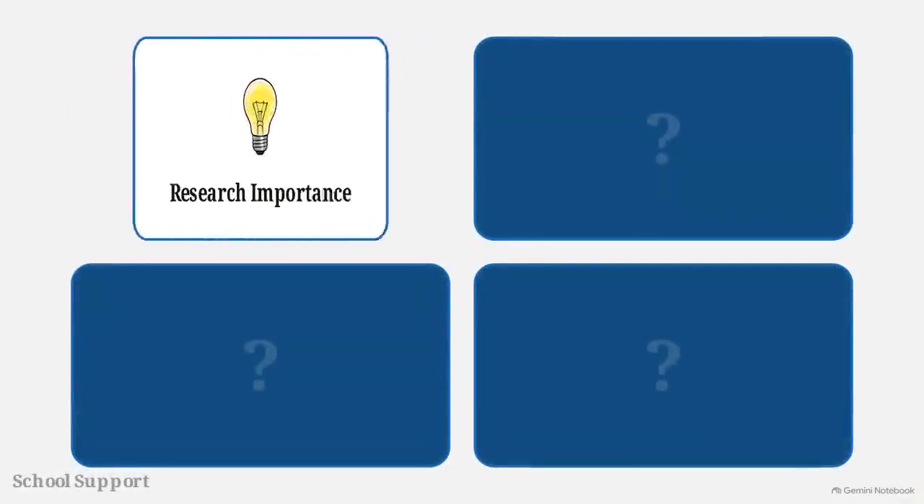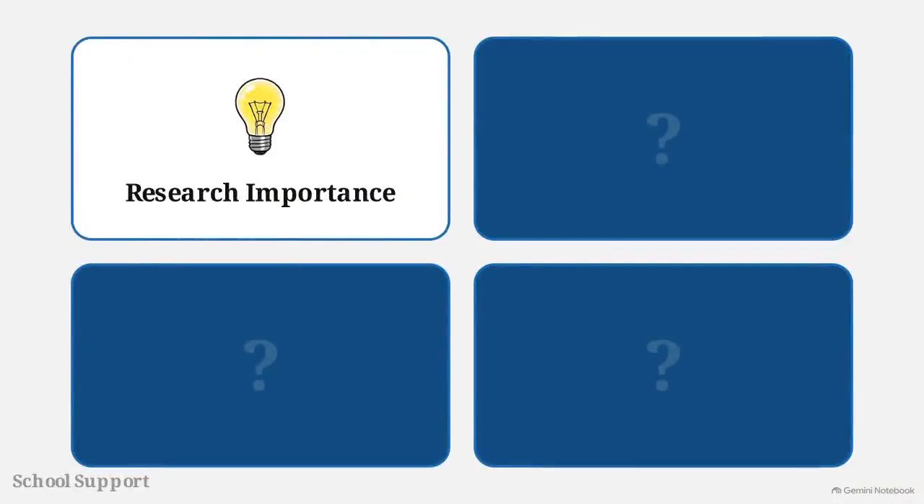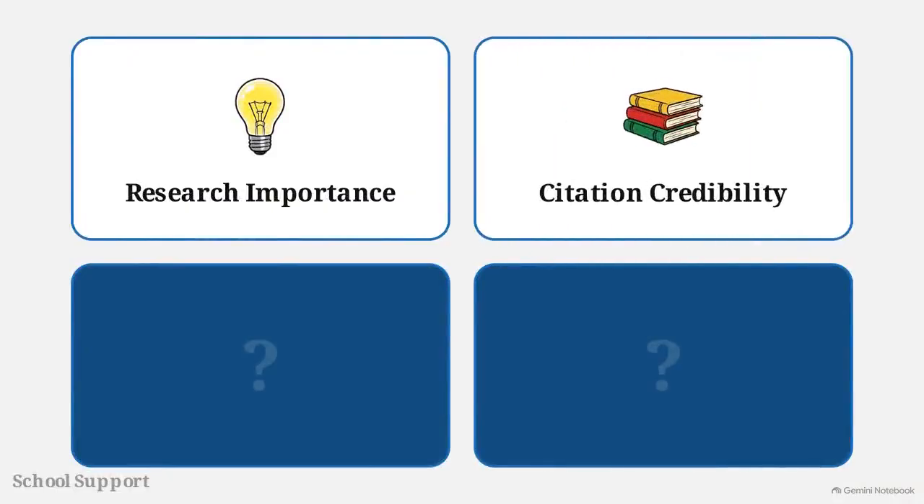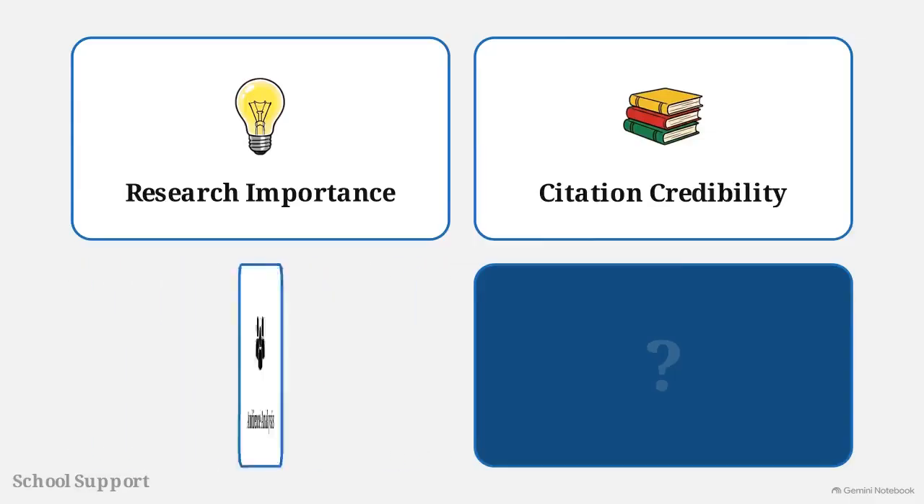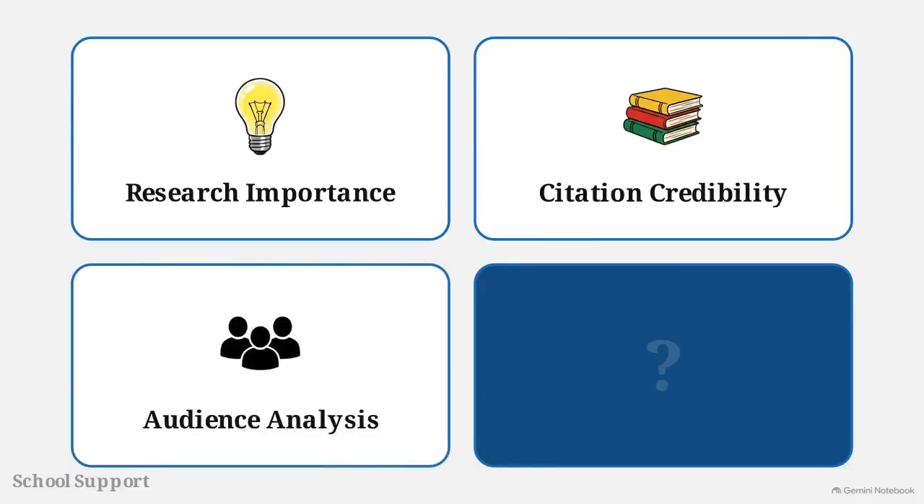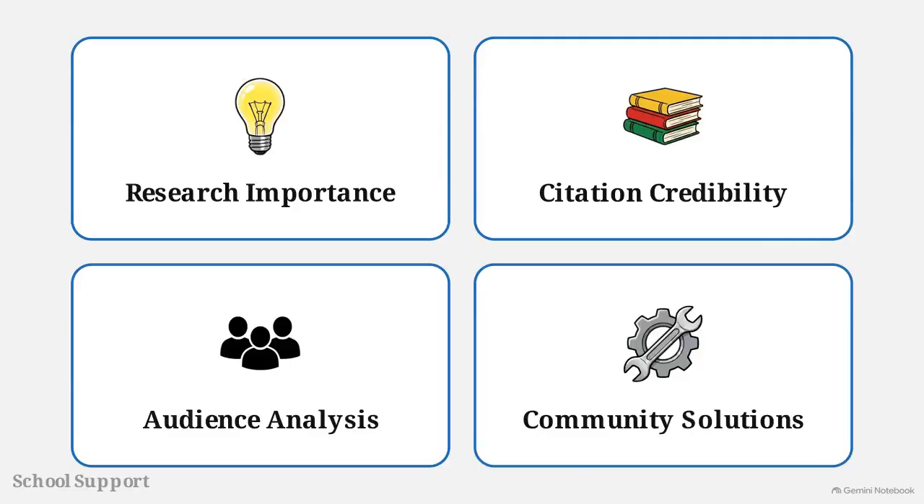Take a moment to reflect. Why is rigorous research so important to society? And how do precise citations improve a writer's credibility? Also consider the external impact. Why does analyzing your audience matter during a presentation? And how can research solve actual community problems?